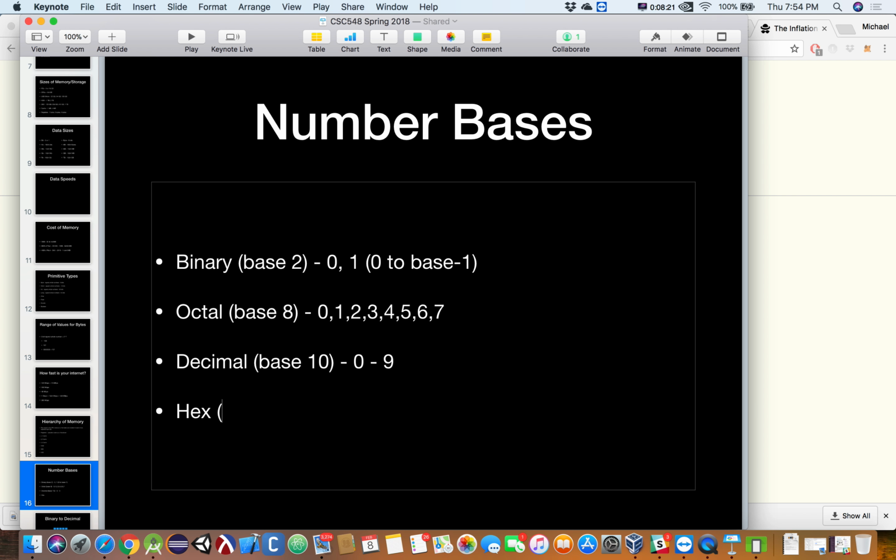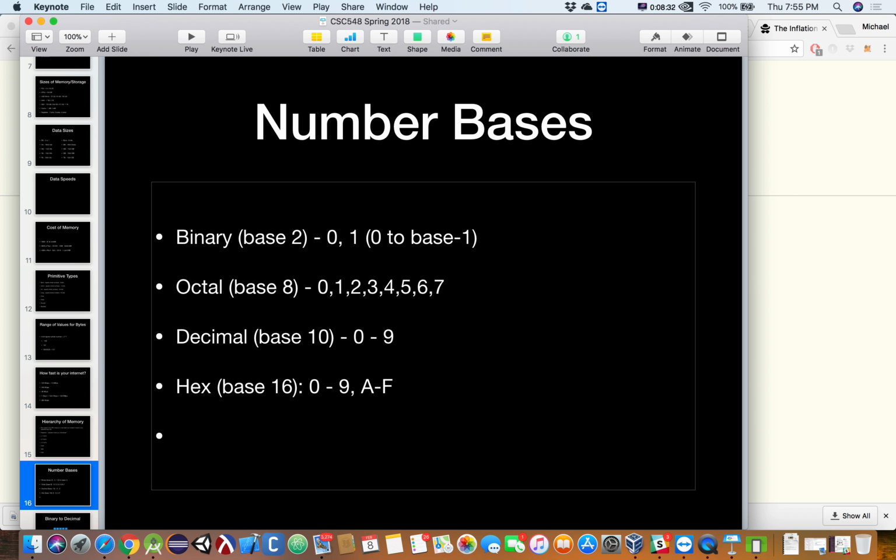What about hexadecimal? That's base 16. What's the alphabet for hexadecimal? 0 to 9, A to F. What about base 37? Yeah, just because we don't have a fancy name for it doesn't mean it doesn't exist. Base 37 will exist. Oh, base 36, sorry. So this is 0 to 9, and then A to Z, right?